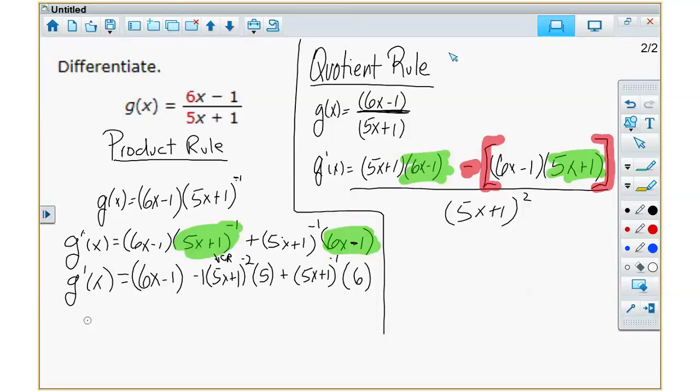So, g prime of x is equal to 6x minus 1. And this is all multiplication, right? Yeah, it's all multiplication. So I'm going to take this 5, and I'm going to multiply it by this negative 5, and I'm going to bring that negative 5 out here to the front. You see what I'm doing? Because I want to try to isolate that 5x plus 1. Why do I want to isolate that?